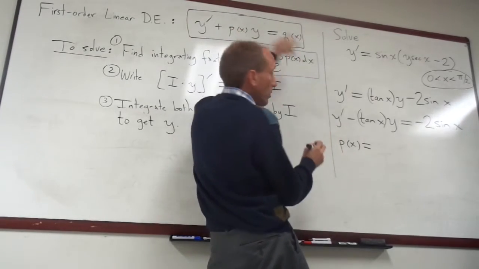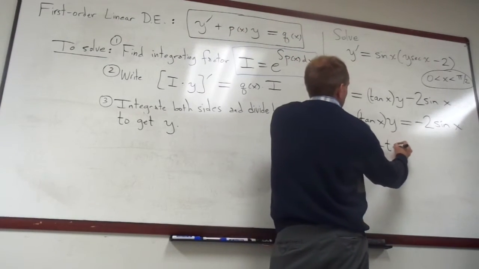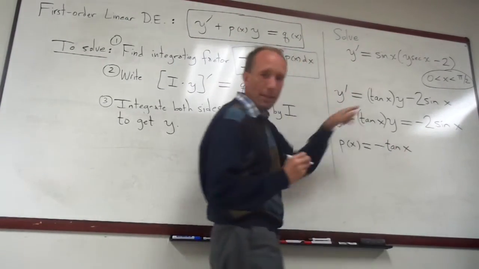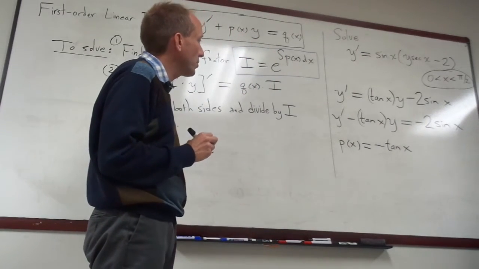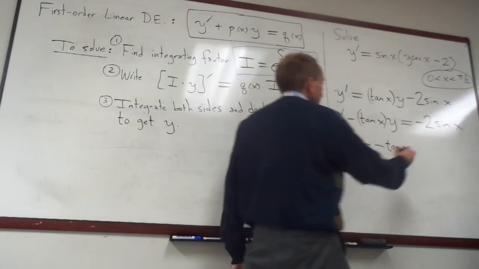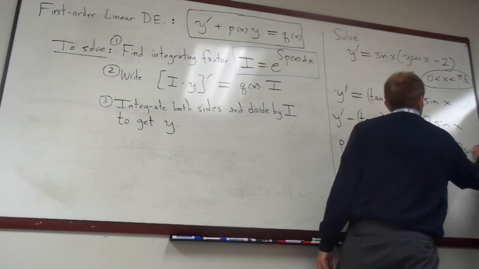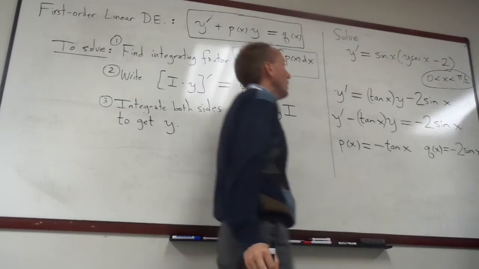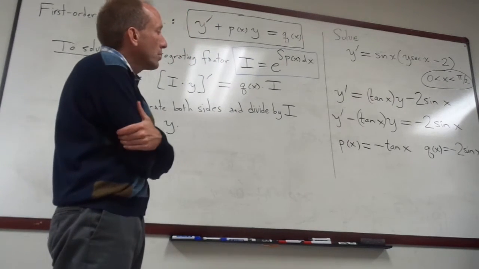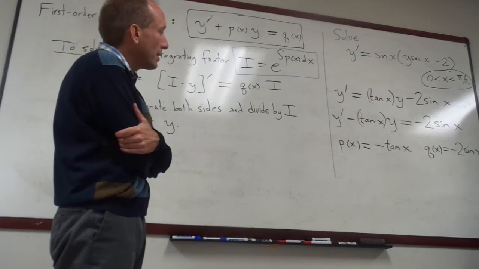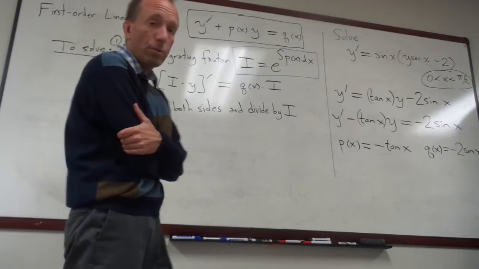The p of x up here, be careful, there is a minus there. You need to include the minus into the p of x because there's a subtraction. And q of x is equal to negative 2 times the sine of x, like that. Okay? So we have p of x, we have q of x, and that's where we're starting from.